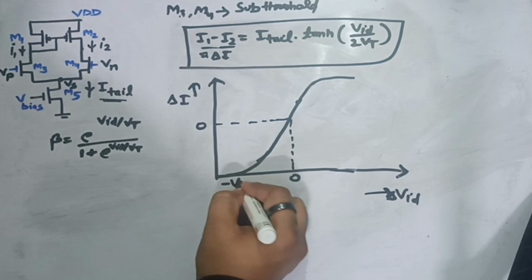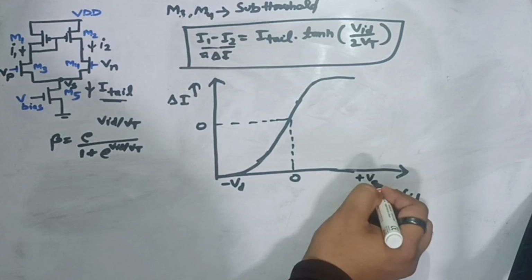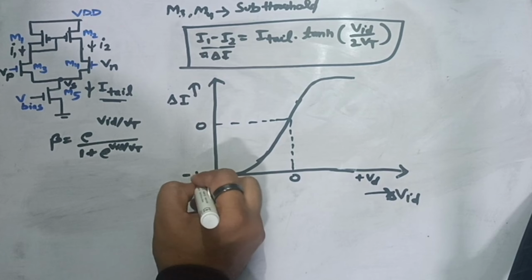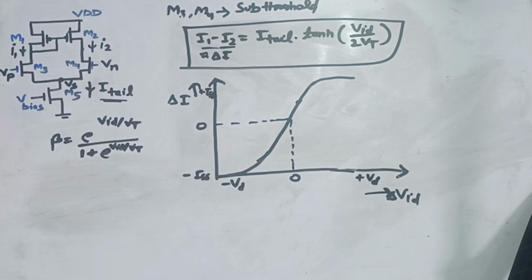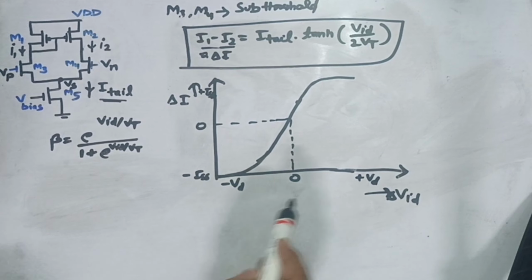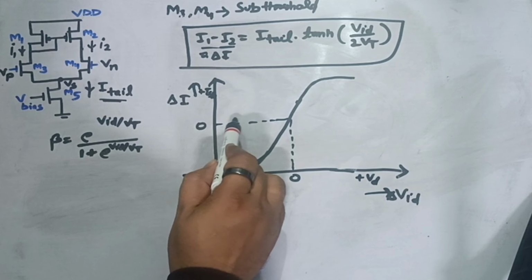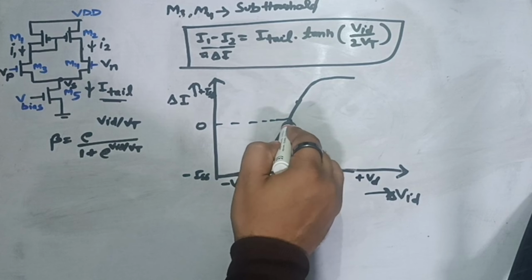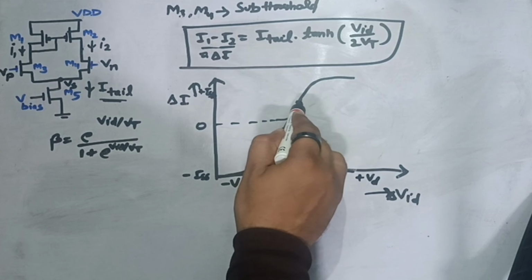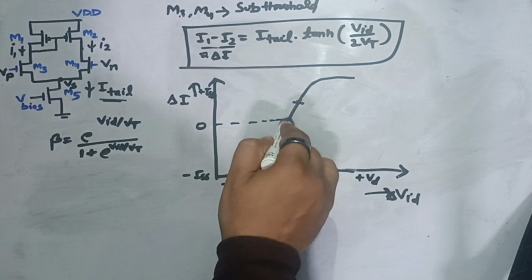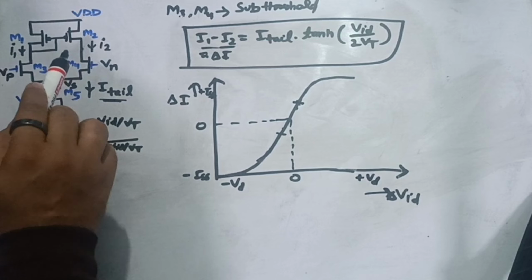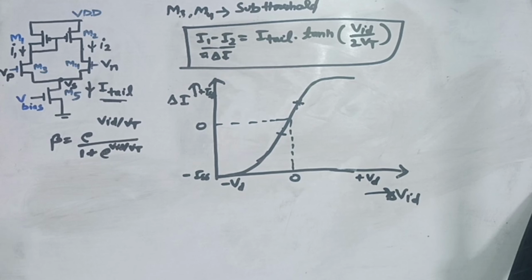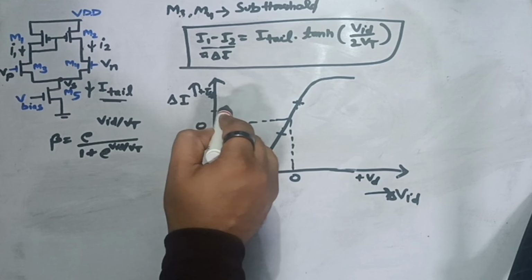Now this is minus of VD, this is plus of VD, this is minus ISS, this is plus of ISS. What does it mean? The meaning of this graph is that when the difference between inputs is zero, the current difference will also be zero. Now around this range, the graph is very linear. So in this range, if the delta variation between inputs is quite small, the circuit will work like an amplifier, amplification will happen, and the current difference will also be small in that range.